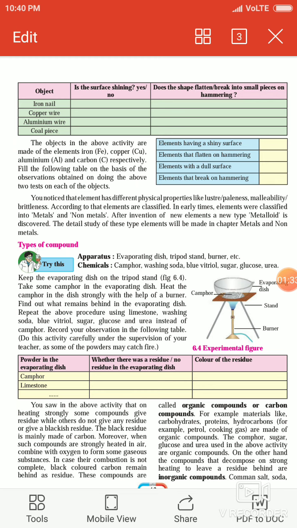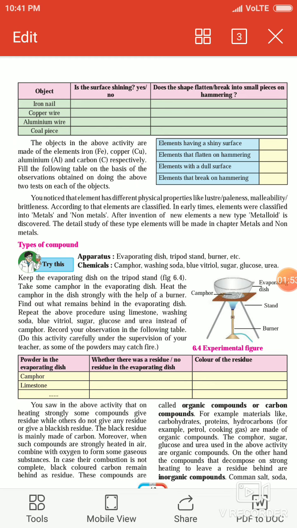Repeat the above procedure by using limestone. It will not burn. Washing soda will again not burn properly. Blue vitriol evaporates very fast. Sugar will burn. Glucose will burn. And urea again does not burn properly.